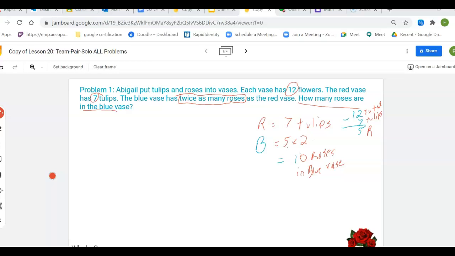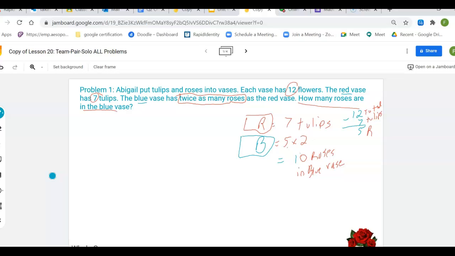And there are 2 vases. You have a red one, which I have indicated right here, and there is a blue vase. So there's a red vase and there is a blue vase. These are what we're trying to determine how many are in those. All right, so they both have 12. So each vase has 12.